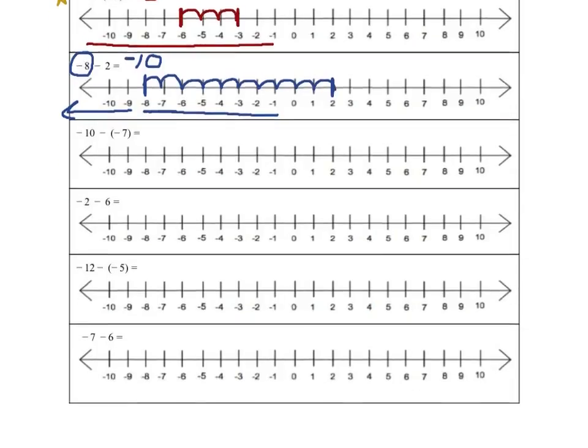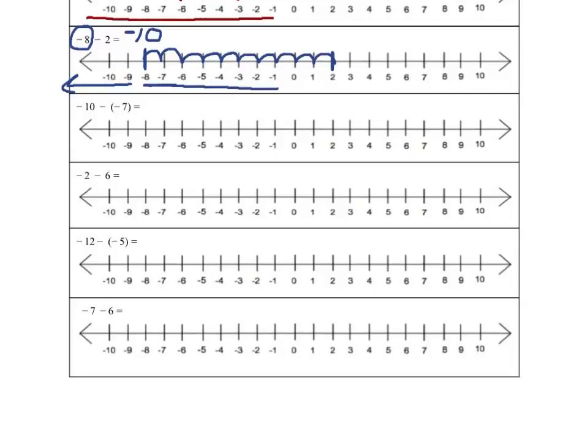So let's look at the next one. Negative 10 minus a negative 7. So I'm going to start at negative 10, and I need to figure out the distance between negative 10 and negative 7. 1, 2, 3. So that gives me the number I'm looking for. And again, I'm completely on the negative side of this number line. Negative 3.